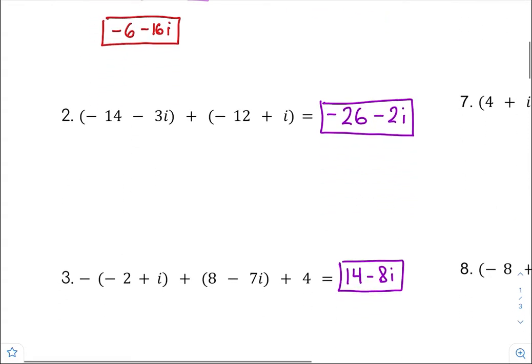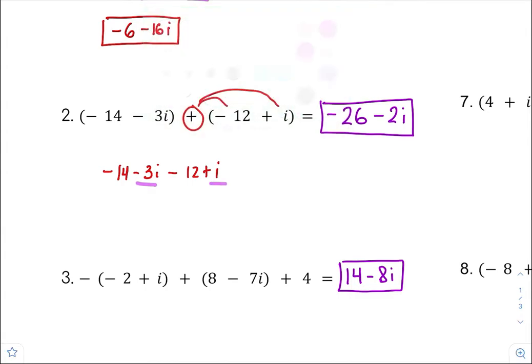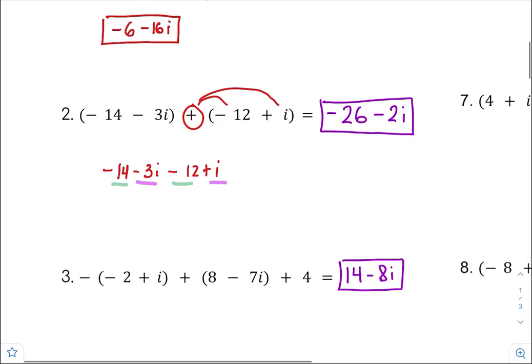Number 2. So again, we have this plus sign, so we're going to distribute. This doesn't have anything in front of the parentheses, so just drop it down. Negative 14 minus 3i, negative 12 plus i. And then you combine like terms, so combine the two imaginaries and combine the two reals. Negative 14 minus 12 is negative 26, and negative 3i plus i is negative 2i.